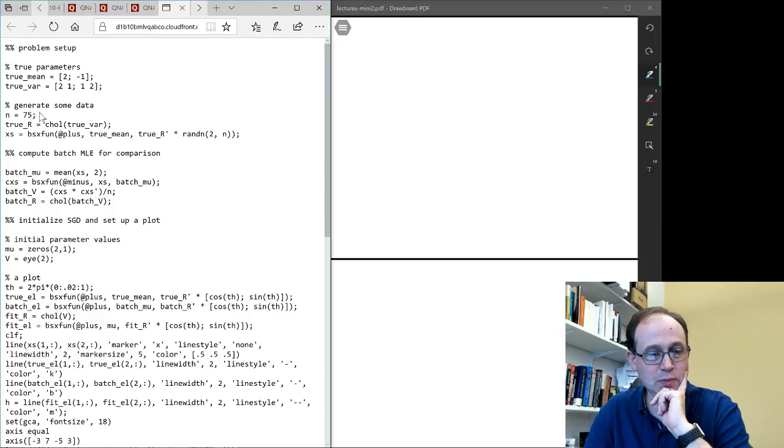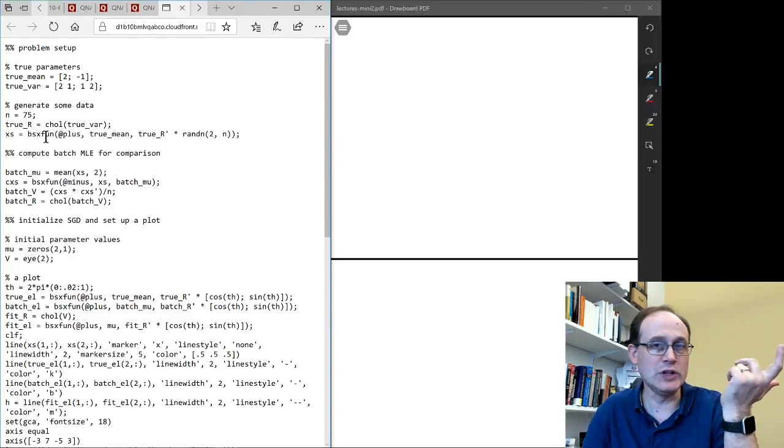I generated 75 points, and the way I generated them is to take a random normal matrix, so that's 2 by n, so each column represents a single point. I multiply by the square root of the variance matrix. Again, this is something that we discussed in the first mini, so there are notes on it if you want to go back and look at it. And then I add in the mean, right? So MATLAB's bsxfun, it's a really weird name, but all it does is it does broadcasting. So if you want to add a vector to every column of a matrix, you use bsxfun.